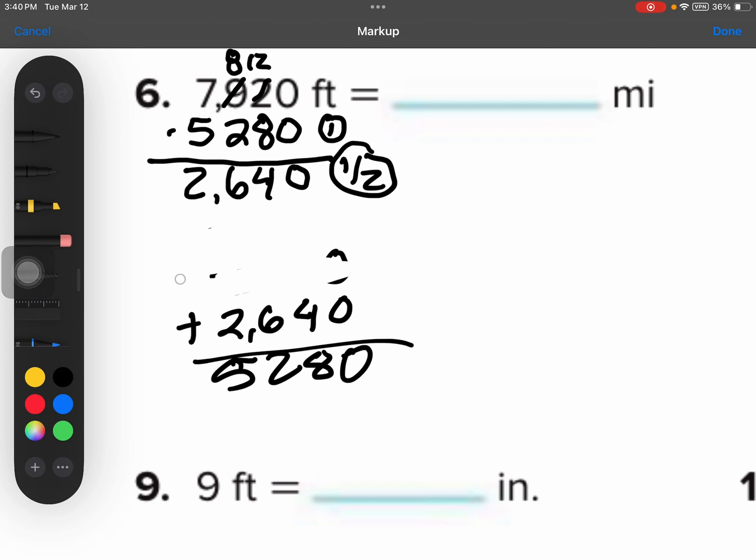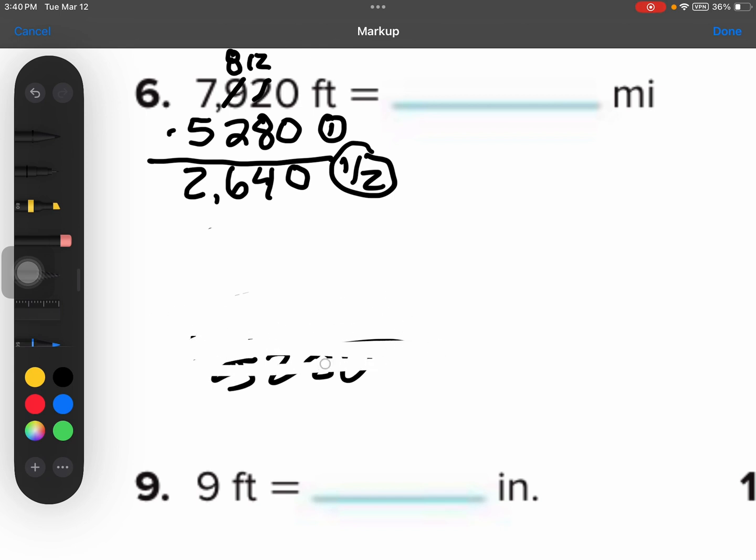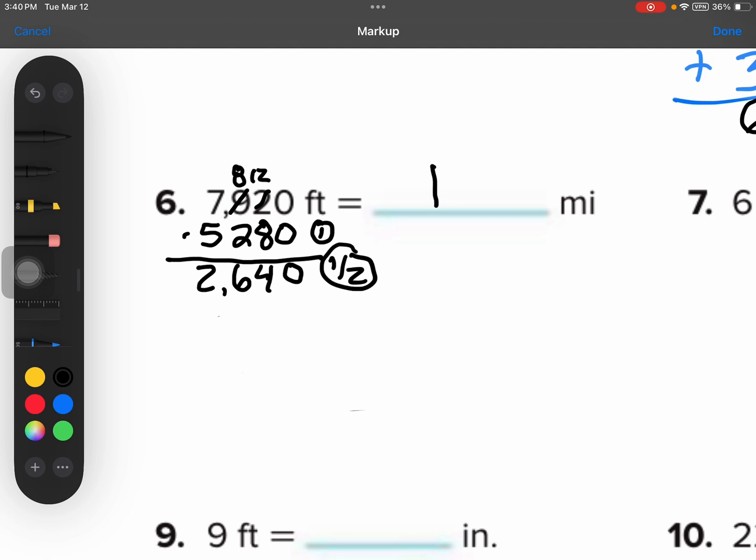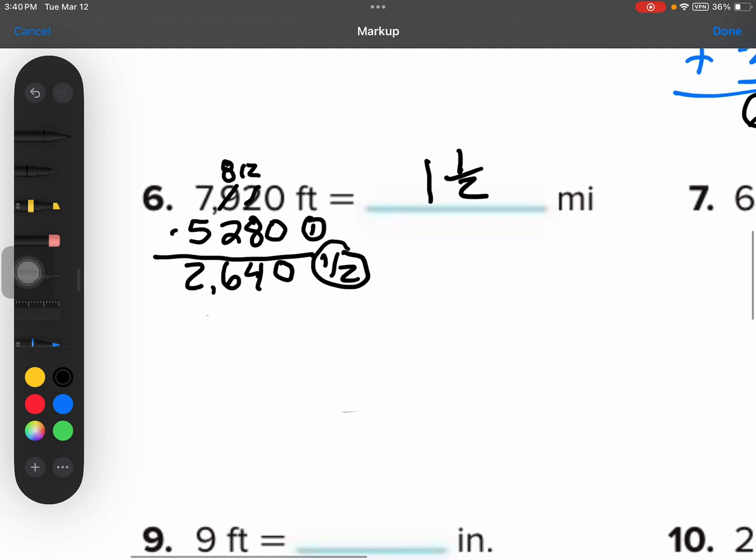Now I need to erase all of this work because we need room for other stuff. So our answer for number 6 will be 1 and 1/2 of a mile, or you could also write it like this, 1.5. So either of those answers would be acceptable.